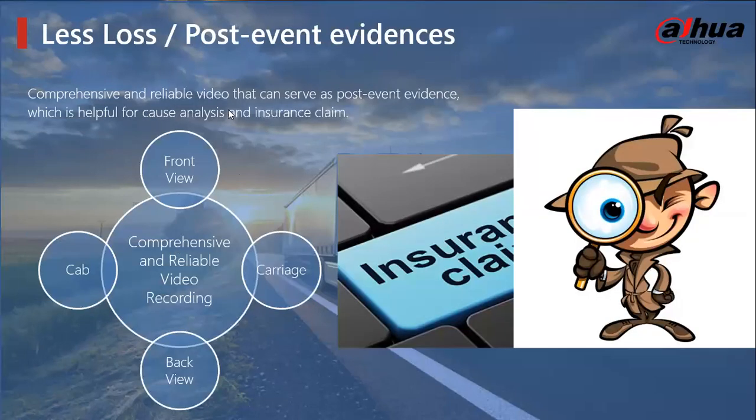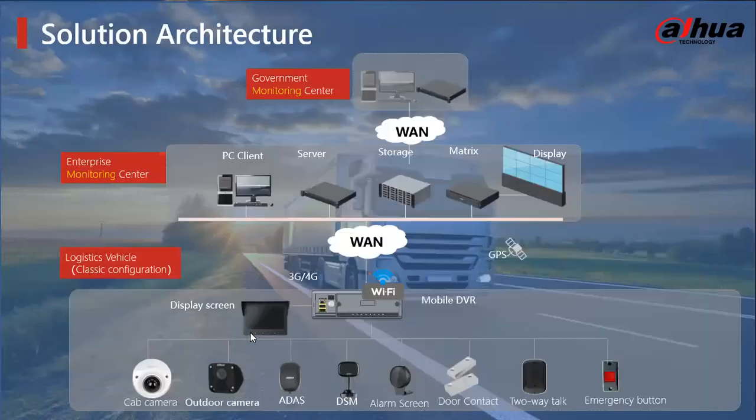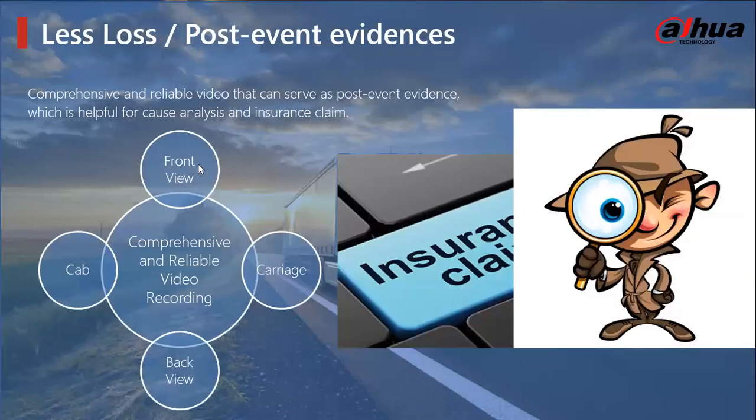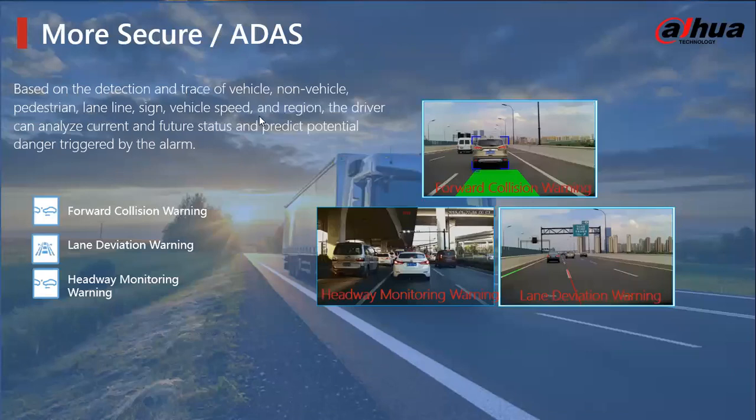Now, more on security. We talk about this ADAS, what it is. It's based on detection of the vehicle. ADAS is something like a radar, which helps you to analyze the current and a potential danger triggered by an alarm. So it's more like integration with the radar system and alarm system.